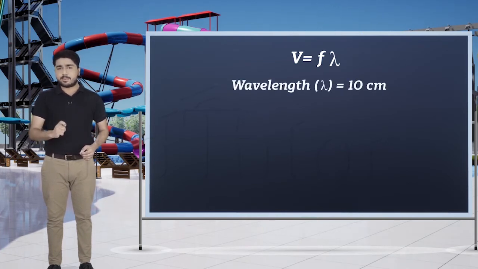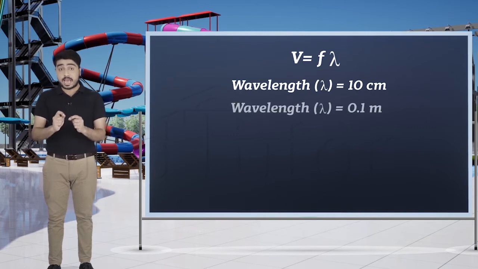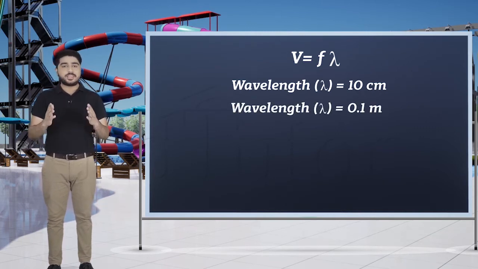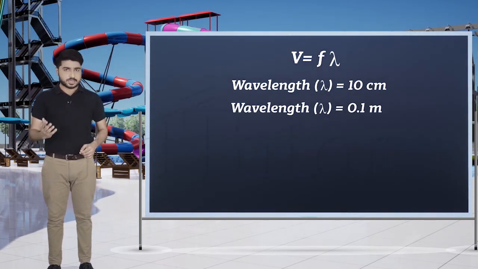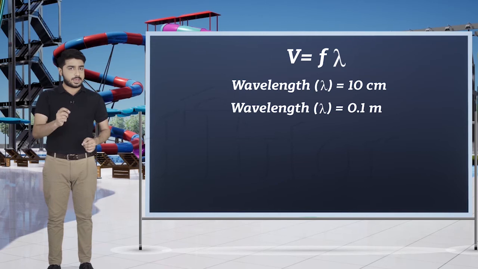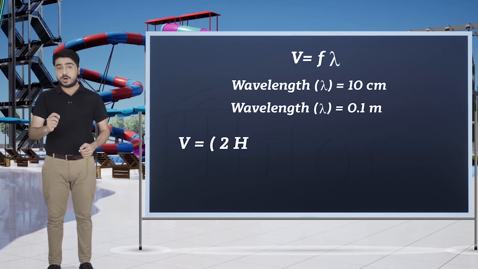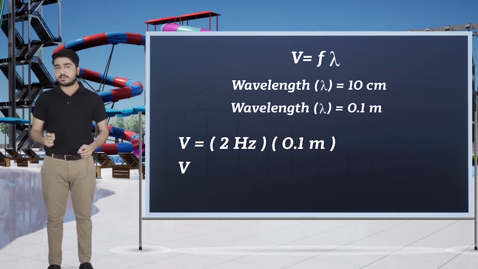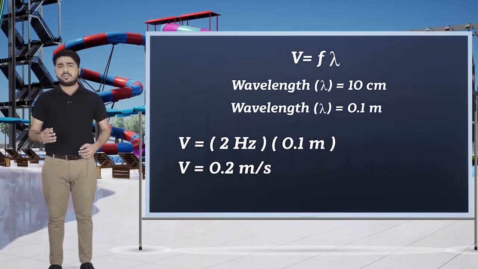The wavelength given in the example is 10 centimeters, whereas the SI unit for length is meters. So in the first step, we will write wavelength as 0.1 meters. The relationship between frequency and lambda will be used to calculate the speed, which is, for recalling purpose, v, the velocity, equals frequency f multiplied by the wavelength lambda. Hence, v equals 2 Hz multiplied by 0.1 meters, which gives us the answer of 0.2 meters per second. So, the velocity of the wave is 0.2 meters per second.